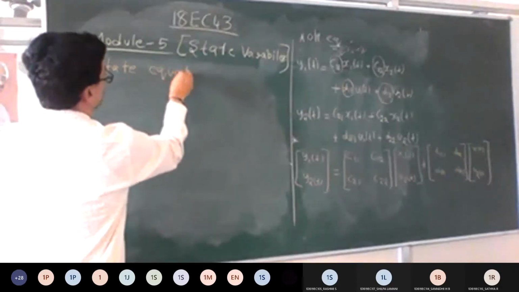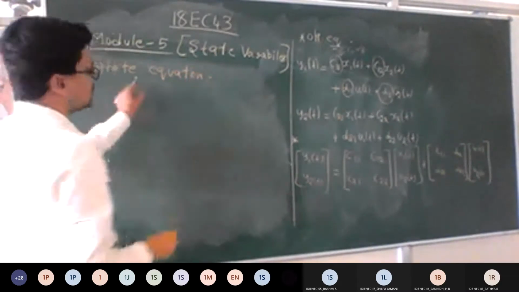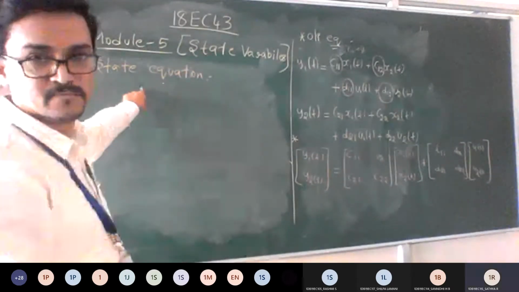Is this color visible here on the board? What I'm writing in this color, is this visible?